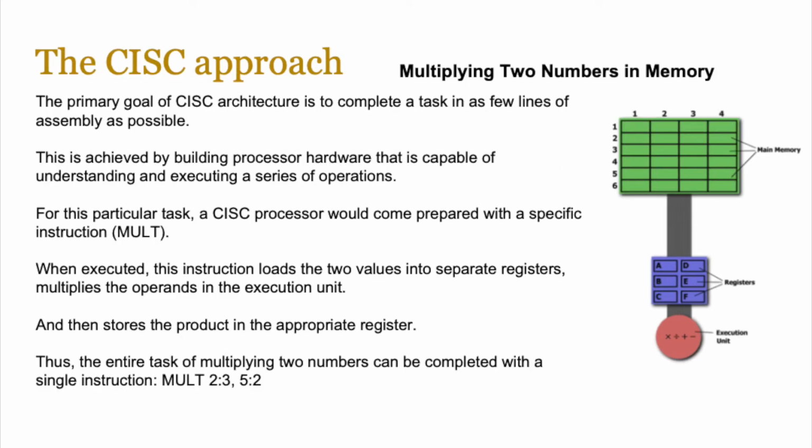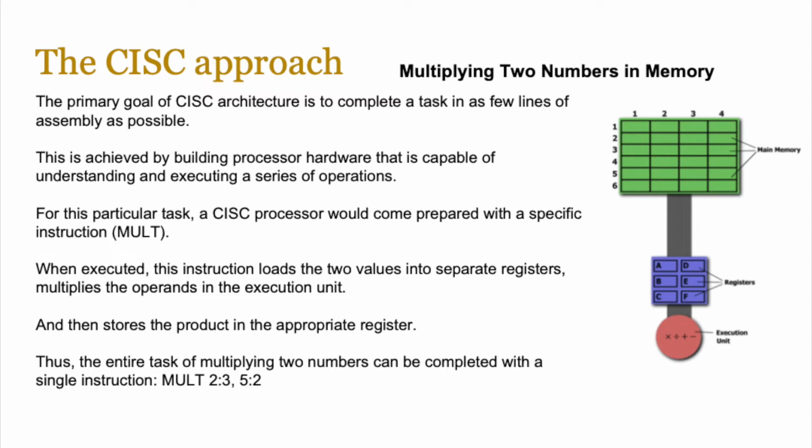Now, using the CISC approach, the primary goal of the architecture is to complete a task in as few lines of assembly code as possible. So what we do is we build the processor hardware that's capable of understanding and executing a series of operations. And for this particular task, a CISC processor would come prepared with a specific instruction called MULT, or multiply. And when we execute this instruction, it loads the 2 values into separate registers.